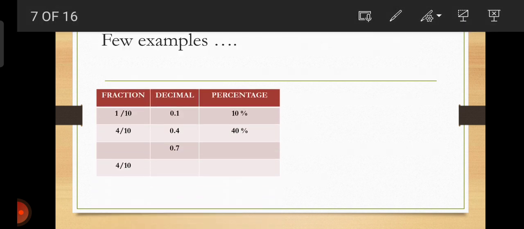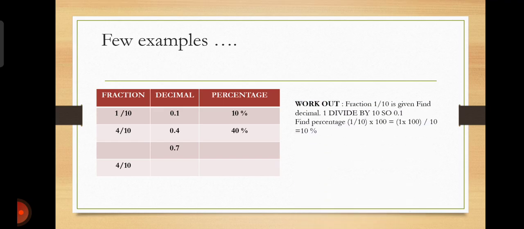Few more examples to go. Now over here the fraction 1 by 10 is given to us. So converting 1 by 10 to decimal, we divide 1 by 10, which gives us 0.1. And to find the percentage, we multiply the whole fraction 1 by 10 by 100. So which means 100 by 10, which gives you the answer as 10%.